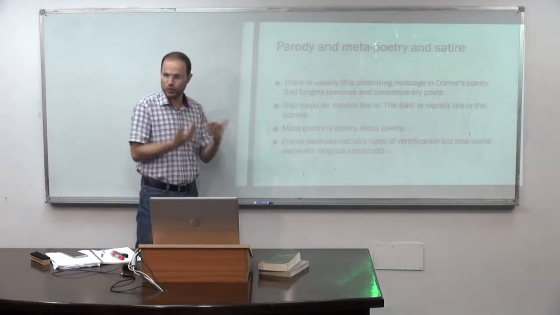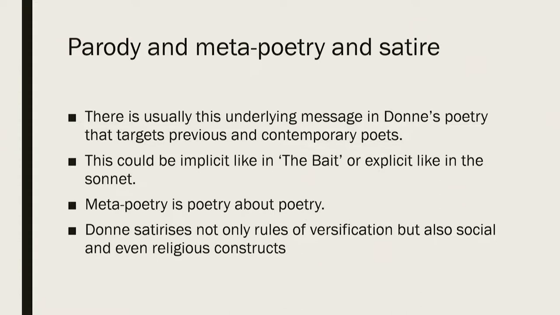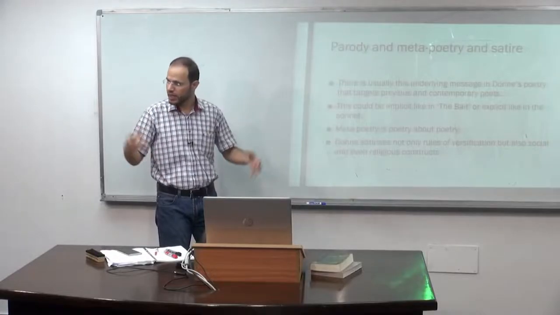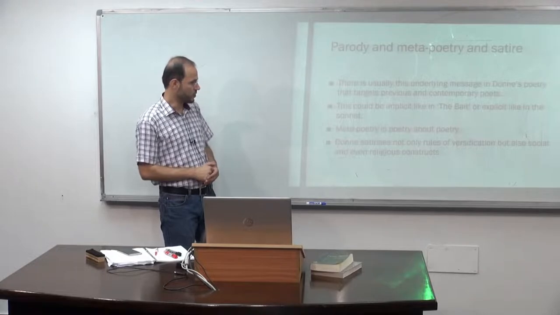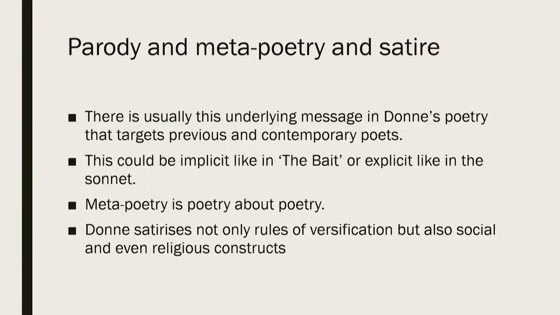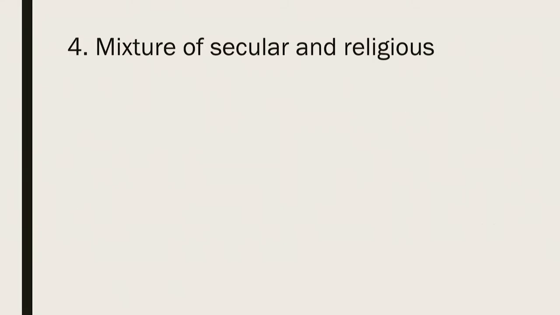Meta-poetry is poetry about poetry, like meta-fiction, where there are references, because John Donne did not write a book of criticism or articles of criticism talking about his poetry. In my understanding, he embedded these ideas in his poetry. He attacks, satirizes the rules of versification as well as the social and religious constructs of the time. Mixture of secular and religious.